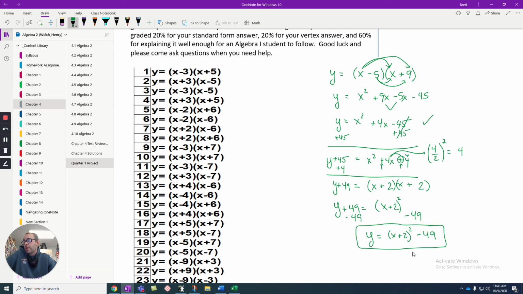I said this is in vertex form, and if I really wanted the vertex, I would take the opposite of what's grouped with x, which would be negative 2, and then whatever numbers added or subtracted at the end, just the way it is. The vertex isn't part of your quarter project solution, but it's always important that we recognize what the purpose or what the benefit of doing something is.